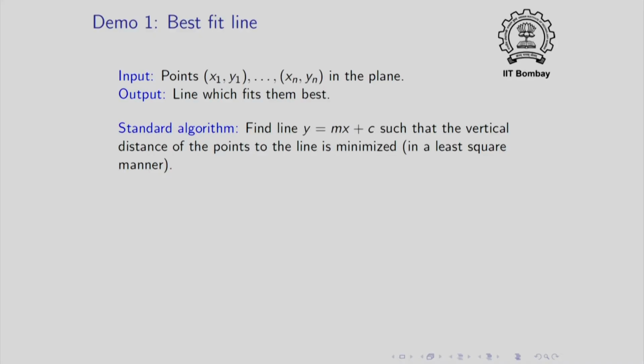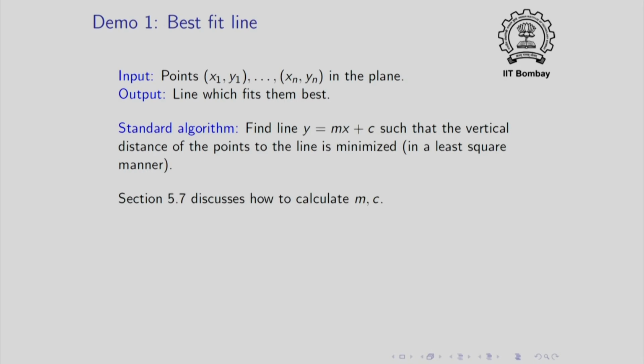The standard idea for finding the best line is as follows. We will find a line y equals mx plus c. By that I mean we have to find m and c such that the distance of the points to the line is minimized. And this minimization happens in a least square sense.